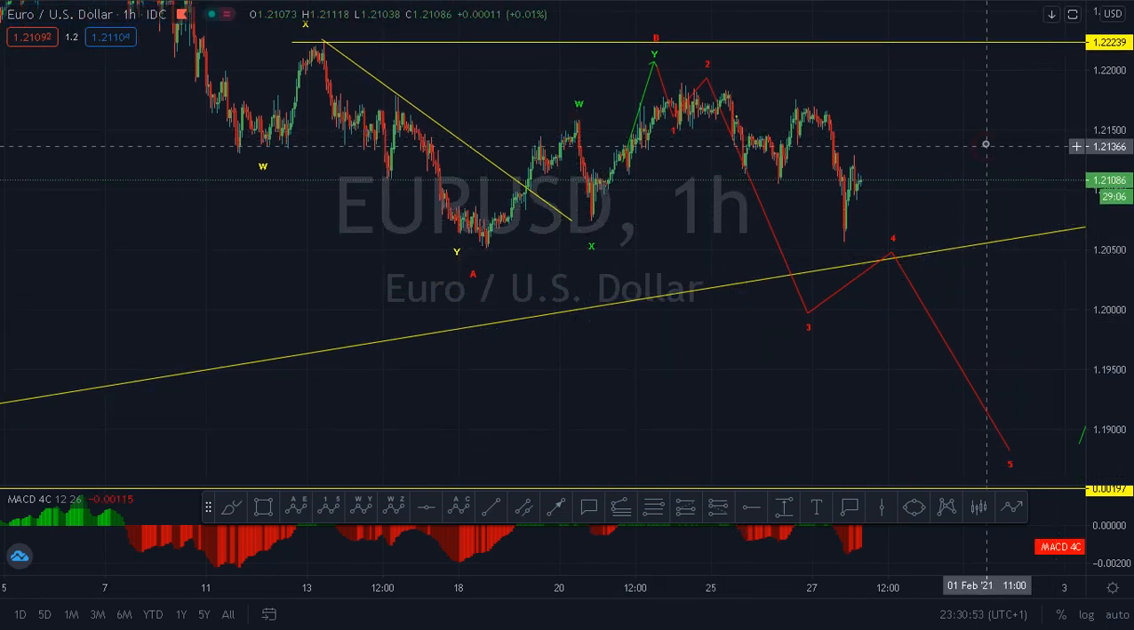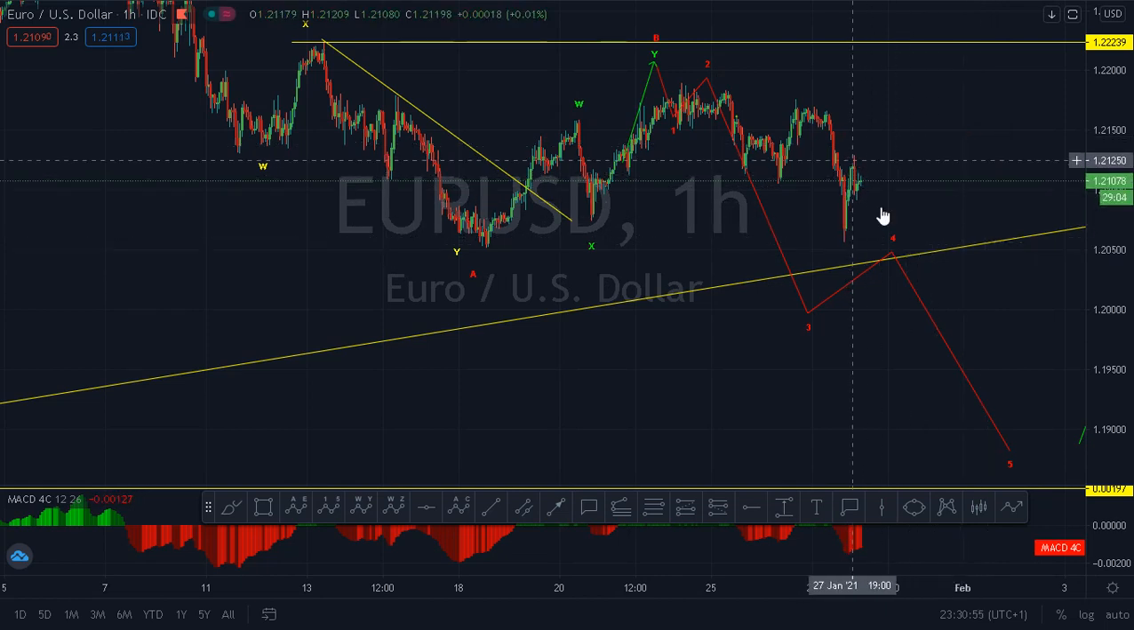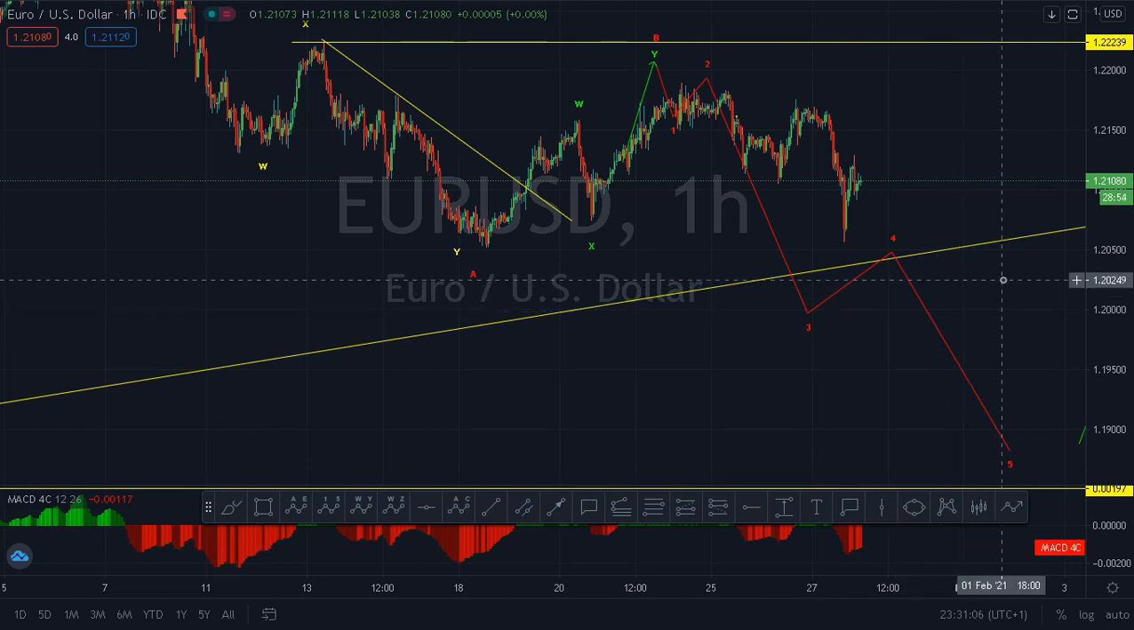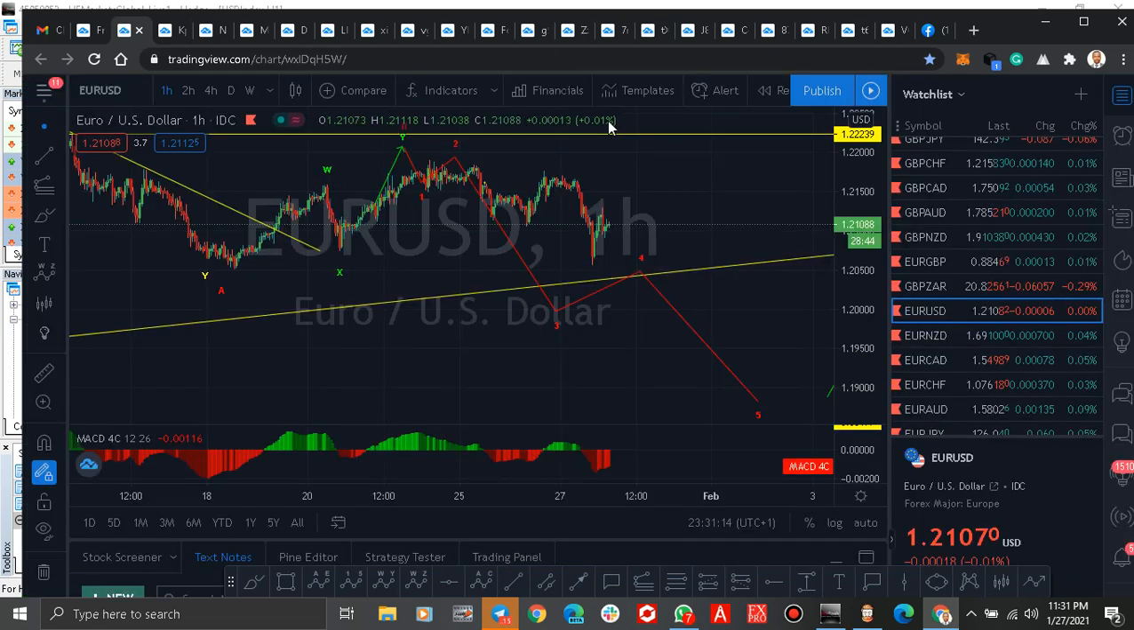What we may have here is A, B, C. That is, we can have 1.21, 215, then selling continues, as I said, selling until I see 1.19. It may not come there, but when the structure changes, how will you know? But for now, I can only sell.